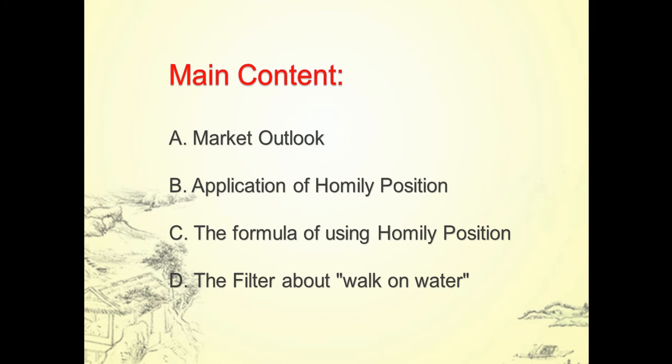Today I will talk about 4 points. First one is market outlook. The second one is application of Homily position. The third one is the formula of using Homily position, and the last one, the filter about work on water. Later I will show you. I will explain to you the meaning of work on water. Okay. So this is the main content.